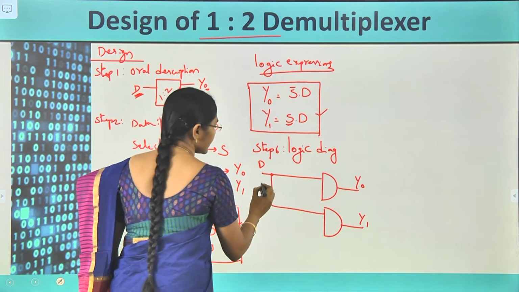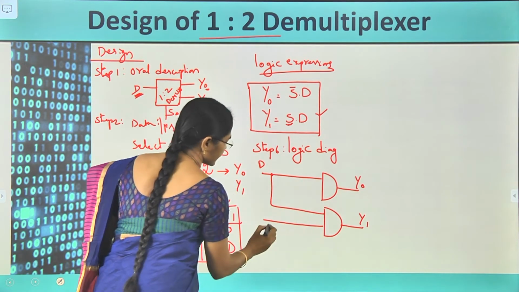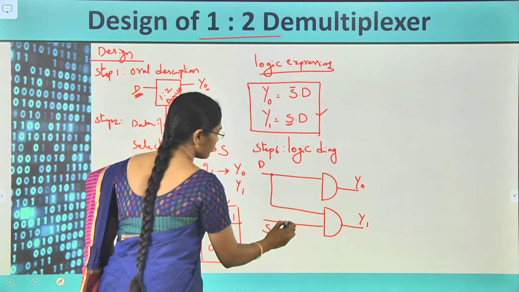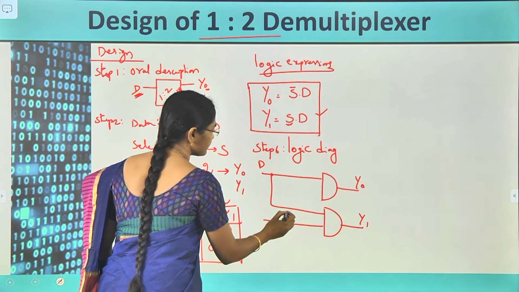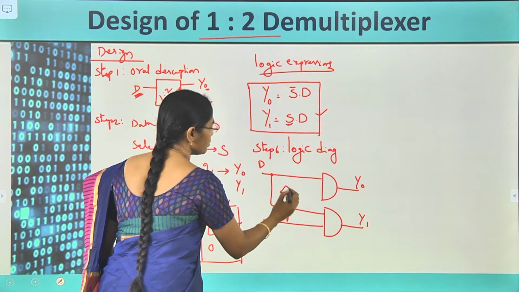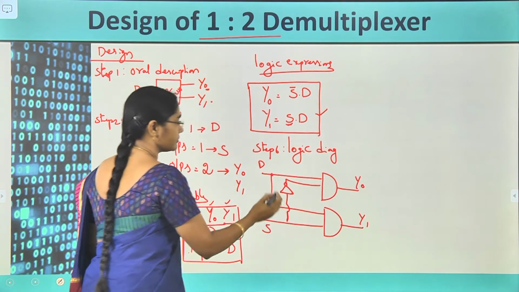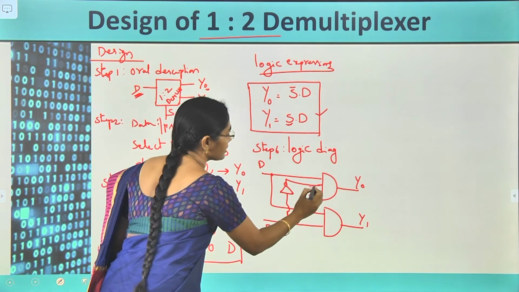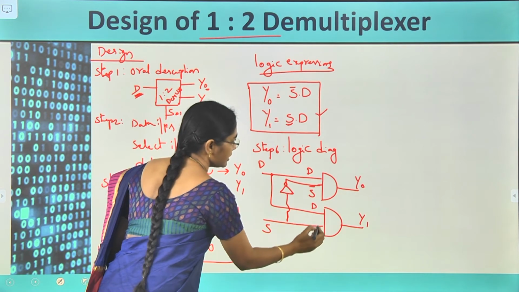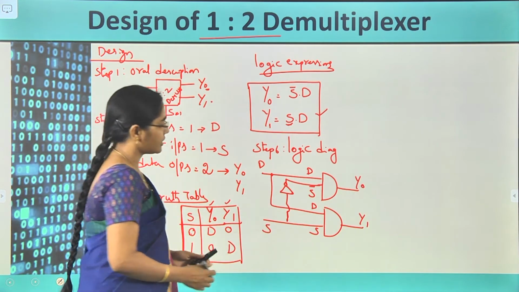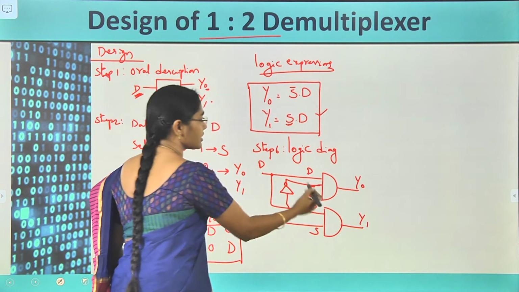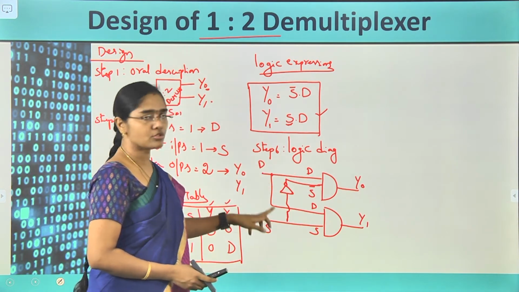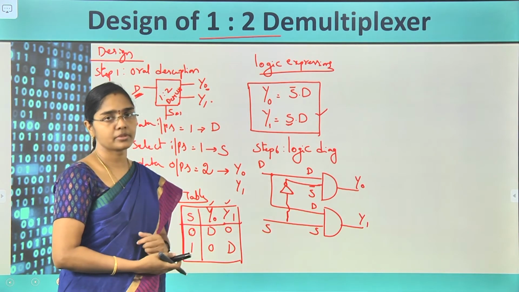So, take the S signal directly. S is directly connected to y1, and with one inverter it is connecting to the y0 gate. So, it is S bar and D, here it is D and S. Therefore, y1 is equal to D into S, y0 is equal to D into S bar. This is the logic diagram representation of the 1 to 2 demultiplexer.